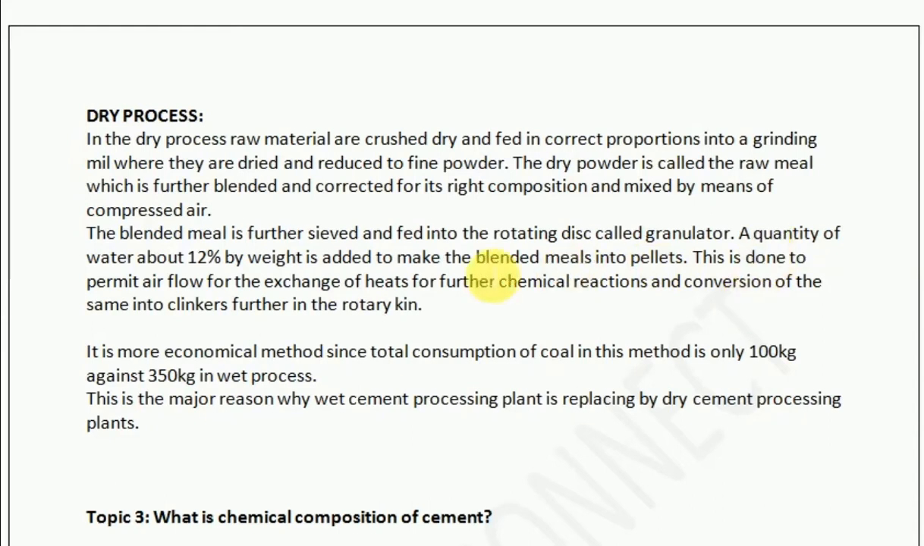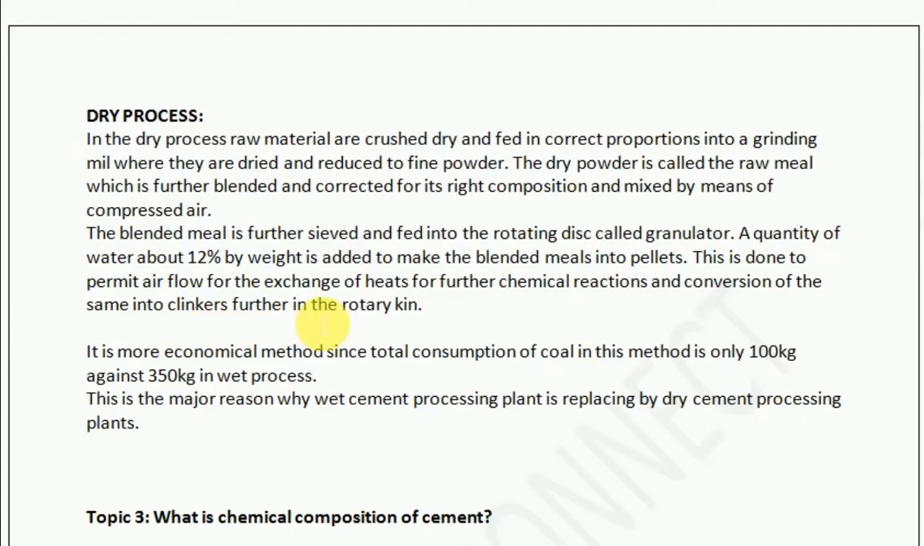This is done to permit airflow for the exchange of heat for further chemical reaction. We should understand that this 12% water is added to convert the raw material into pellets, so that air can flow, heat exchange can take place, and the further chemical reaction can occur, converting the material into clinkers in the rotary kiln.